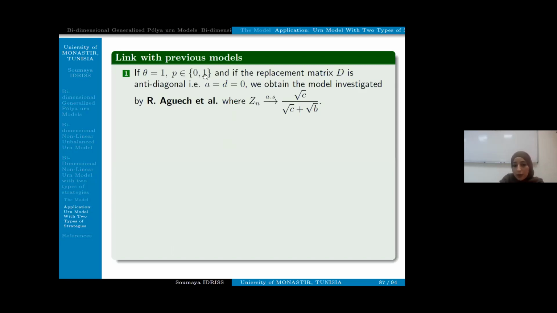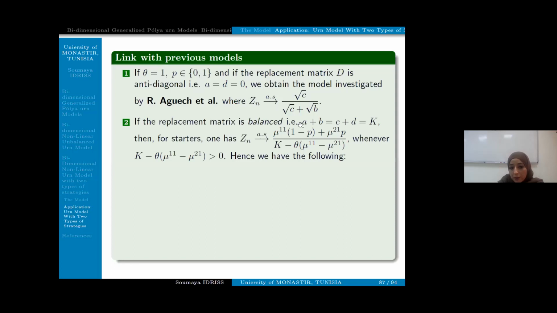Now we present a link with previous models. If theta equals 1 and P is in the set {0, 1}, and if the replacement matrix D is anti-diagonal, then we retrieve the model studied by Rafik Aguech et al. If the replacement matrix is balanced, then for starters, we have that Zn converges almost surely to this quantity whenever k minus theta multiplied by mu11 minus mu21 is positive, of course. Hence, we have the following. If theta equals 1 and P is in the set {0, 1}, we retrieve the Bagchi and Pal urn model.